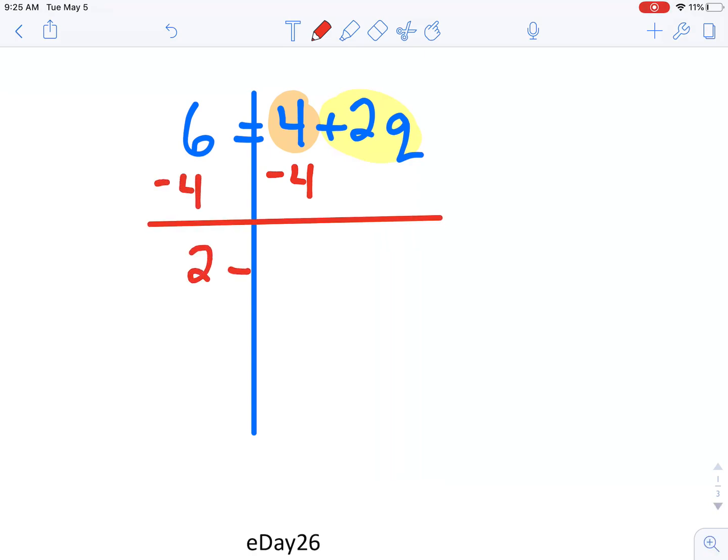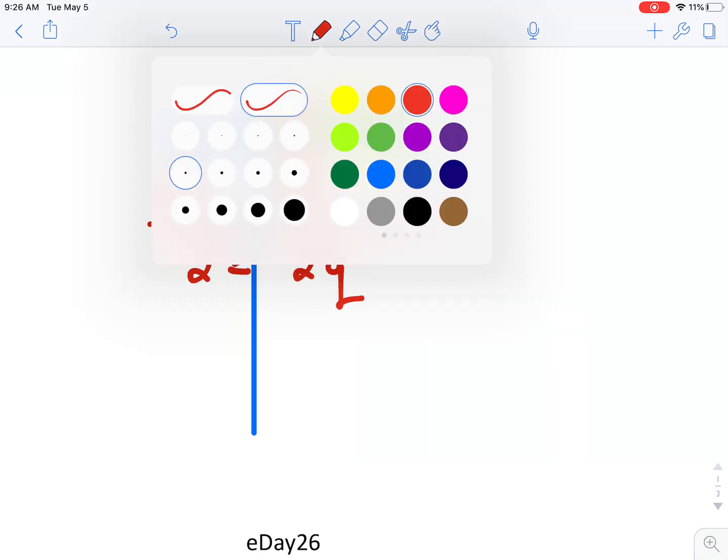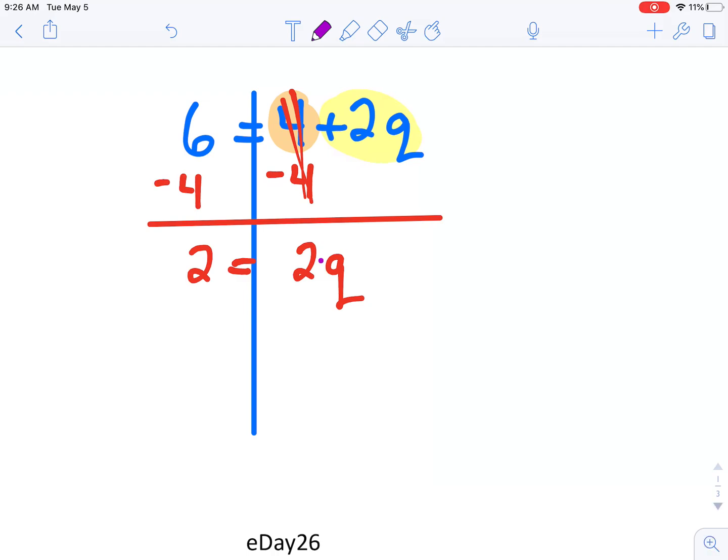6 minus 4 is 2. The 4's cancel, equals 2q. Now my original operation here is multiplication. To undo multiplication, I'm going to divide. So q equals 1.